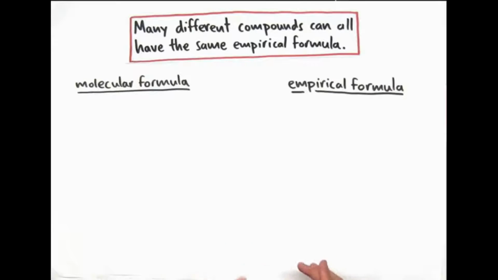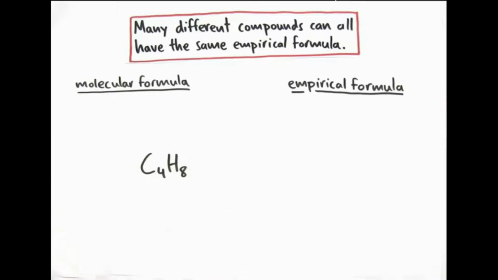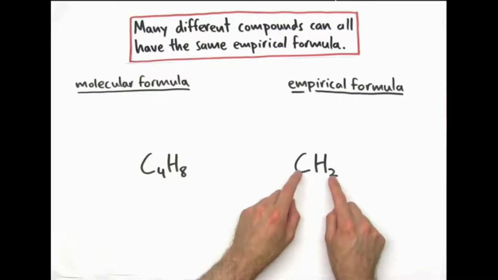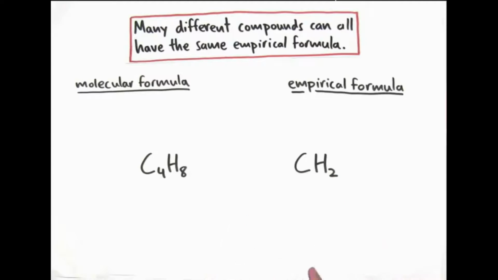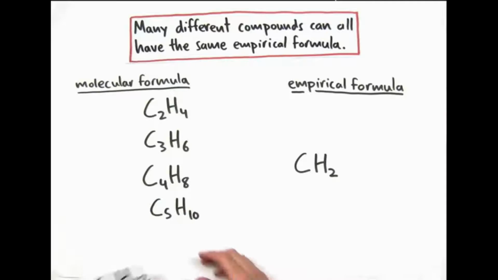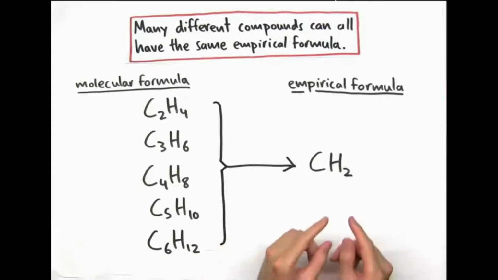Now finally, I want to mention that many different compounds can all have the same empirical formula. Early in the video, we saw that the molecular formula C4H8 has CH2 as its empirical formula. But many other compounds also have CH2 as their empirical formula. C2H4, C3H6, C5H10, and C6H12 all have CH2 as their empirical formula.